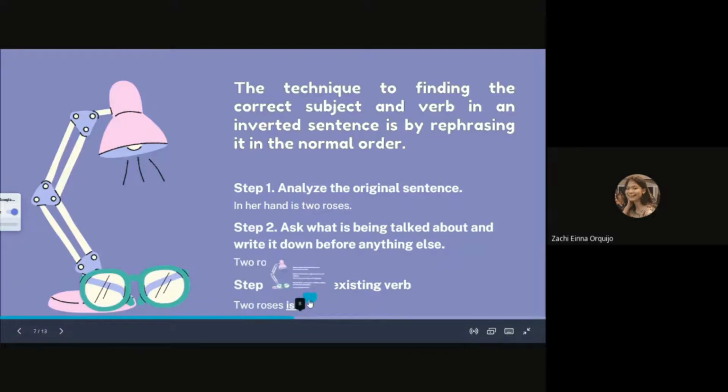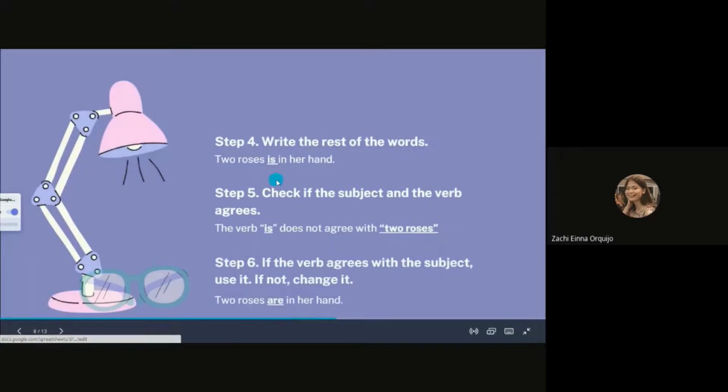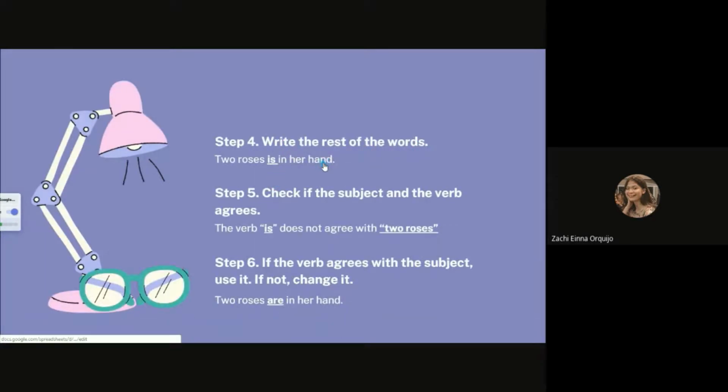So step 3 na tayo ha. So dinagdag natin yung existing verb or yung verb na ginamit sa original sentence which is. So meron tayong subject, 2 roses, at verb na is. So for our step 4, write the rest of the words. So ilagay lang natin yung mga natirang words dun sa original sentence. 2 roses is in her hand. Now, step 5. We will check if the subject and verb agrees.